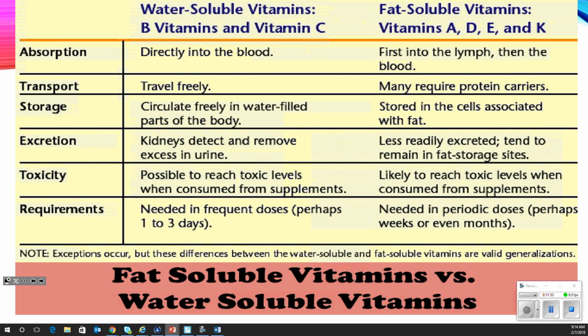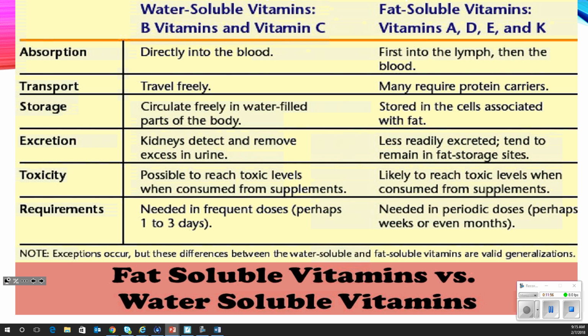So, requirements. On water-soluble vitamins, you need them every 1 to 3 days. So you're constantly needing to eat vitamins from the B's and the C's. For the fat-soluble, it's weeks or months. That's how often you need them. You don't need a lot. So you don't need to eat carrots for vitamin A every single day. You only need it every once in a while.